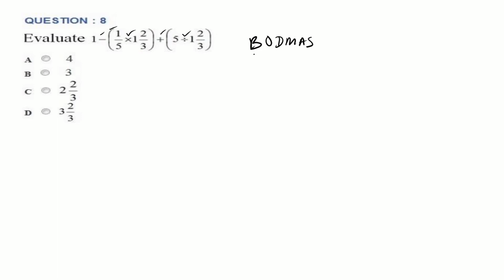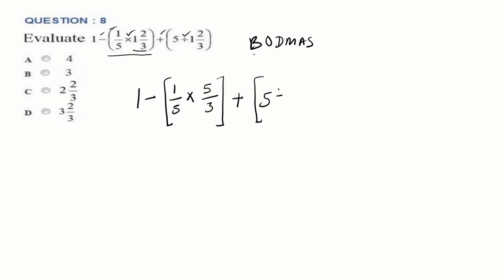So you can write this as 1 minus, these are brackets, 1 over 5 multiplied by, converting this mixed fraction to improper fraction, this is 3 multiplied by 1, that is 3, 3 plus 2, that is 5 over 3. So we are done with this bracket, plus 5 divided by, again we can convert this to improper fraction, that is 5 over 3.